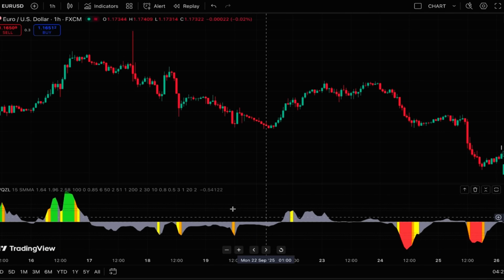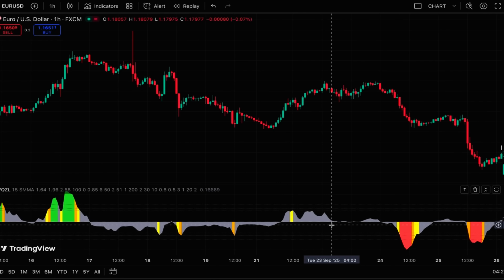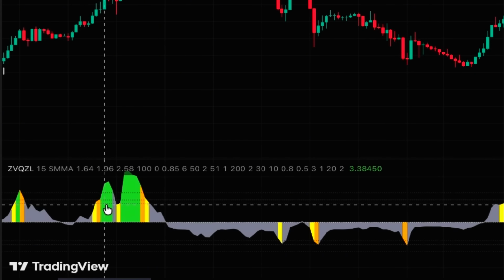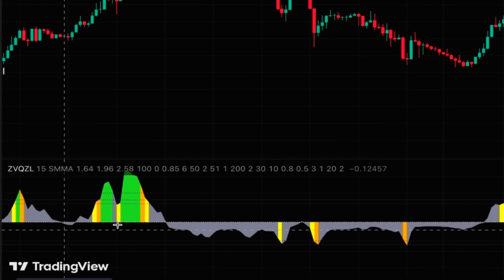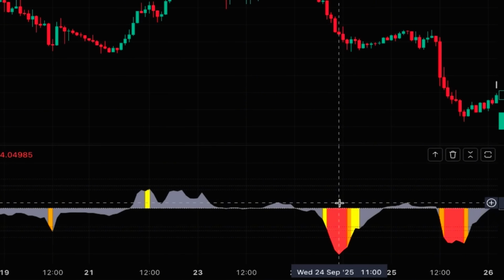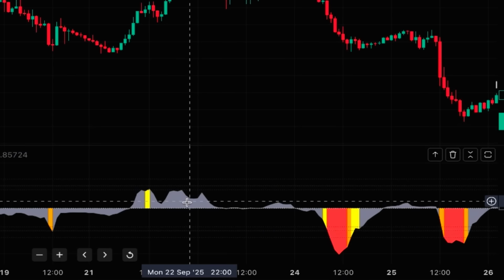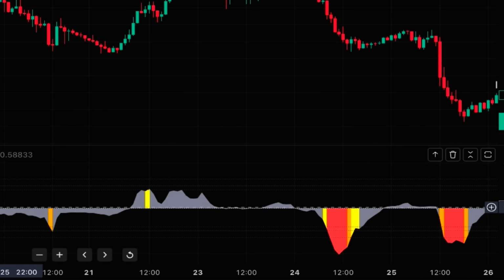Alright, getting back to the indicator, as I mentioned earlier, depending on the levels of the threshold, the histogram will have different colors. We have yellow, orange, and green when the histogram is above the center line, and we have yellow, orange, and red when the histogram is below the center line. And we have also gray color whether the histogram is above the center line or below the center line.